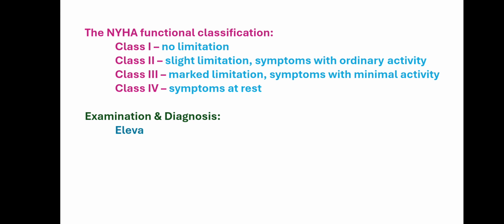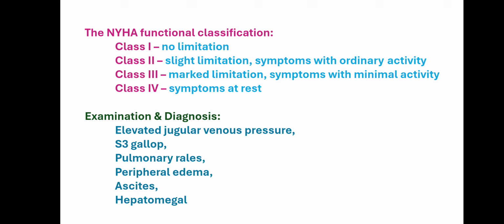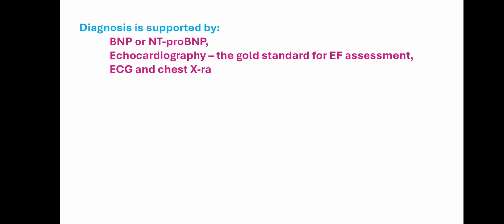Examination and diagnosis: elevated jugular venous pressure, S3 gallop, pulmonary rales, peripheral edema, ascites, and hepatomegaly. Diagnosis is supported by BNP or NT-proBNP, echocardiography, the gold standard for ejection fraction assessment, ECG and chest X-ray.